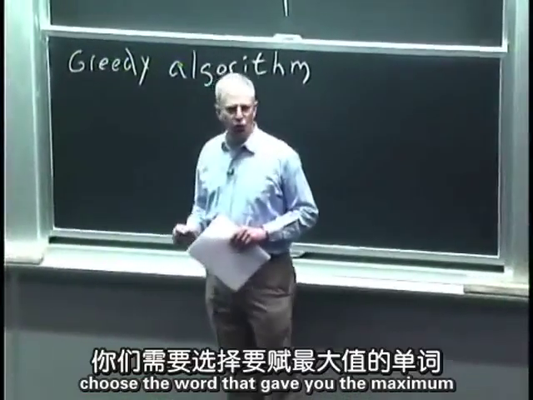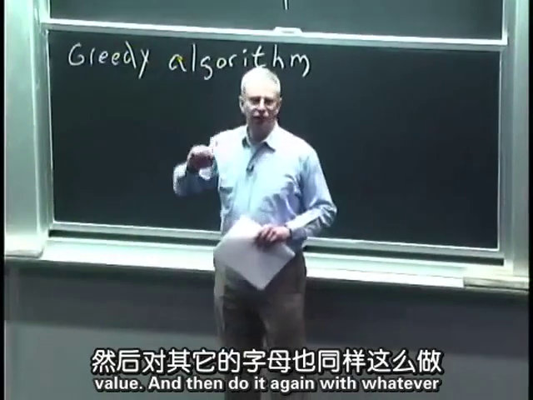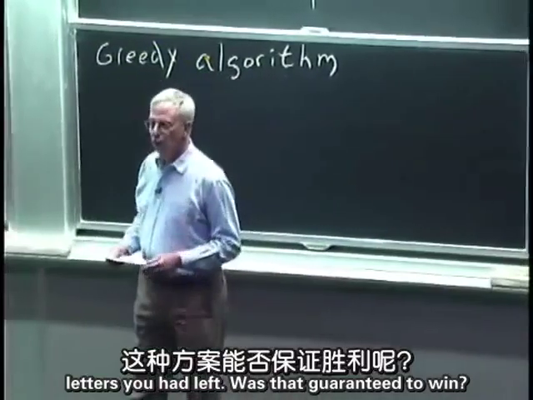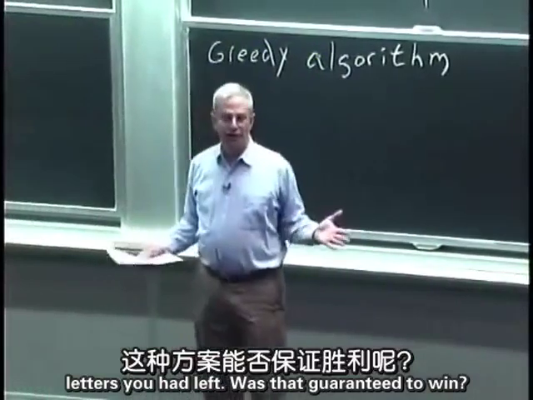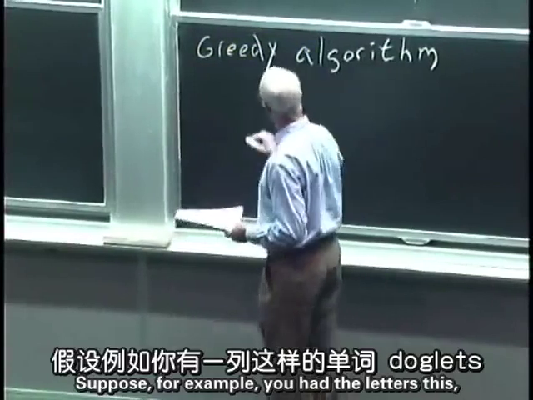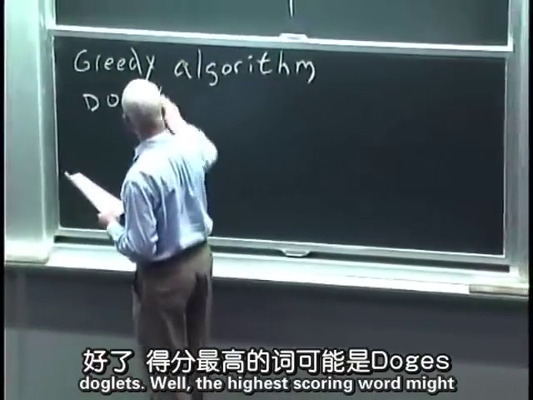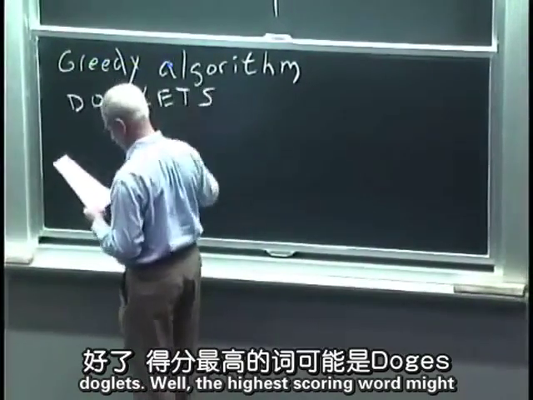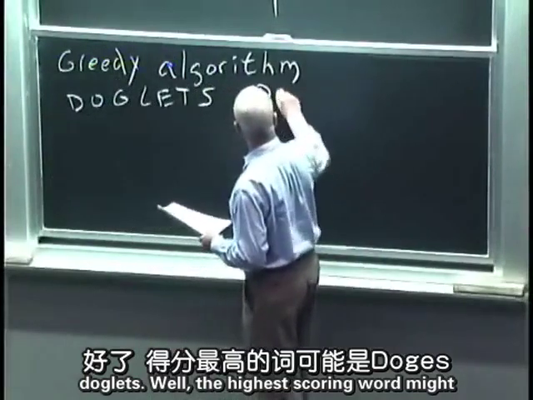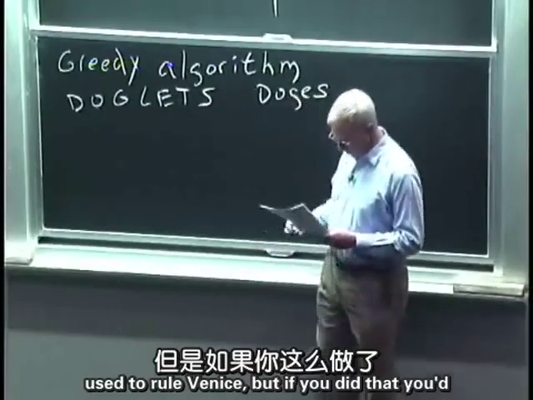You were asked to choose the word that gave you the maximum value and then do it again with whatever letters you had left. Was that guaranteed to win, to give you the best possible scores? No. Suppose, for example, you had the letters "this, doglets." Well, the highest scoring word might have been something like "doges." These guys used to rule Venice.